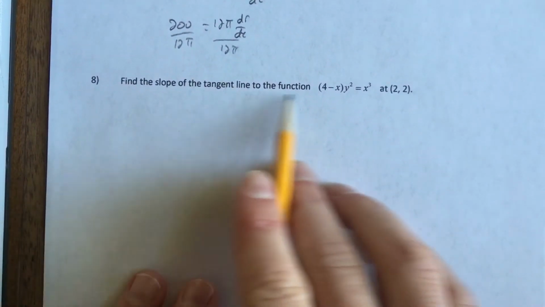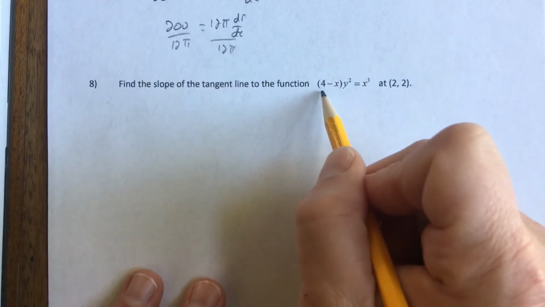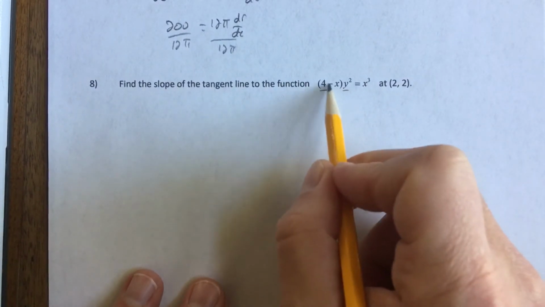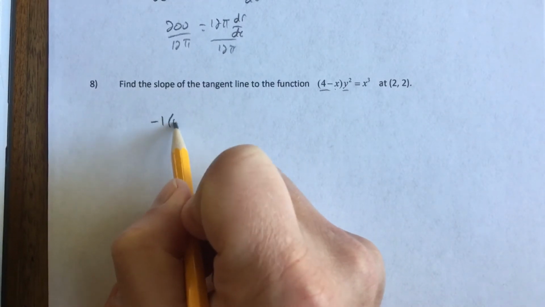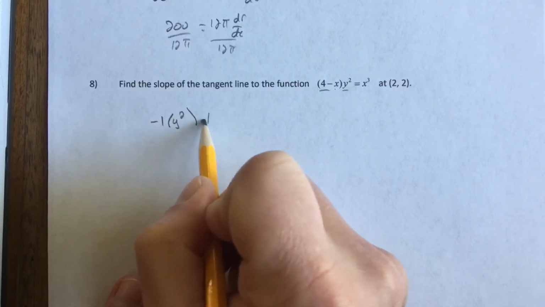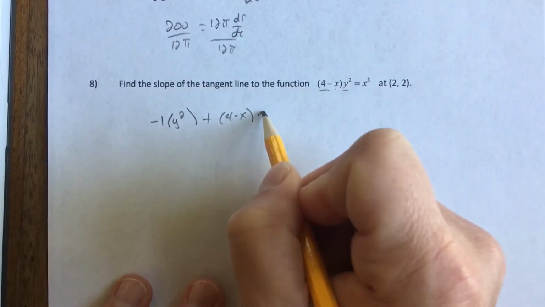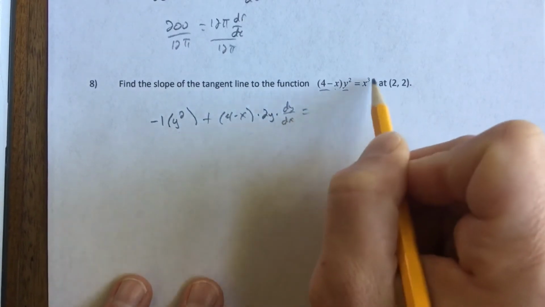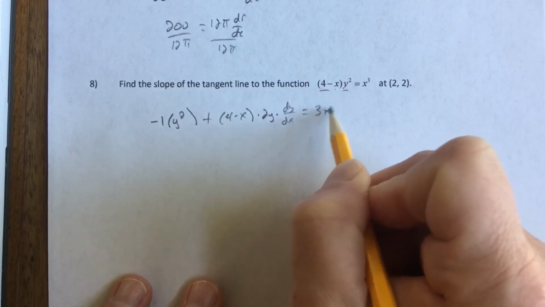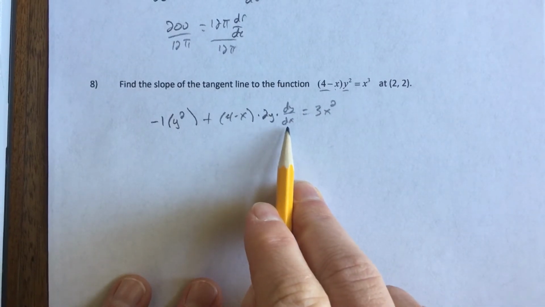All right, find the slope of the line tangent. So we've got another implicit differentiation here, and this is a product rule. So I'm going to take the derivative of the first, which is -1 times y squared as is, plus, now leave the first alone, 4 minus x, times the derivative of the second, which is 2y times dy/dx, equals the derivative of there, which is 3x squared. Okay. Now we're trying to find that dy/dx. That's our slope of the tangent.